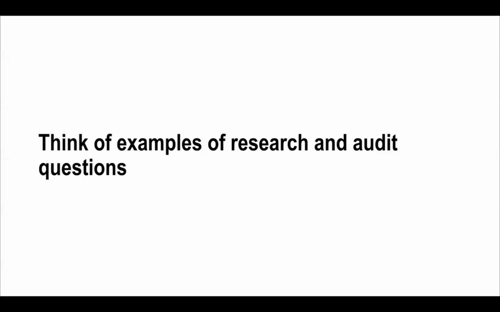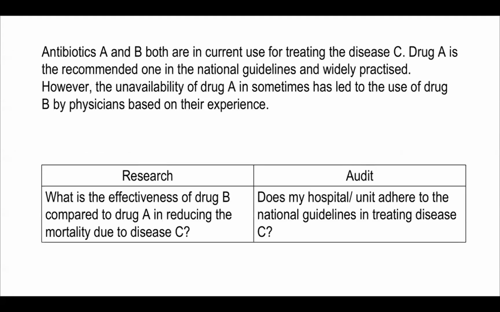I will give you a guide. If you are not really sure about what you should do, I will give one guide, right? Please see, this is an example. Antibiotics A and B are both in current use for treating disease C. A is the recommended one in the national guidelines and widely practiced, right? But because A is sometimes unavailable, some physicians use B as well, based on experience.